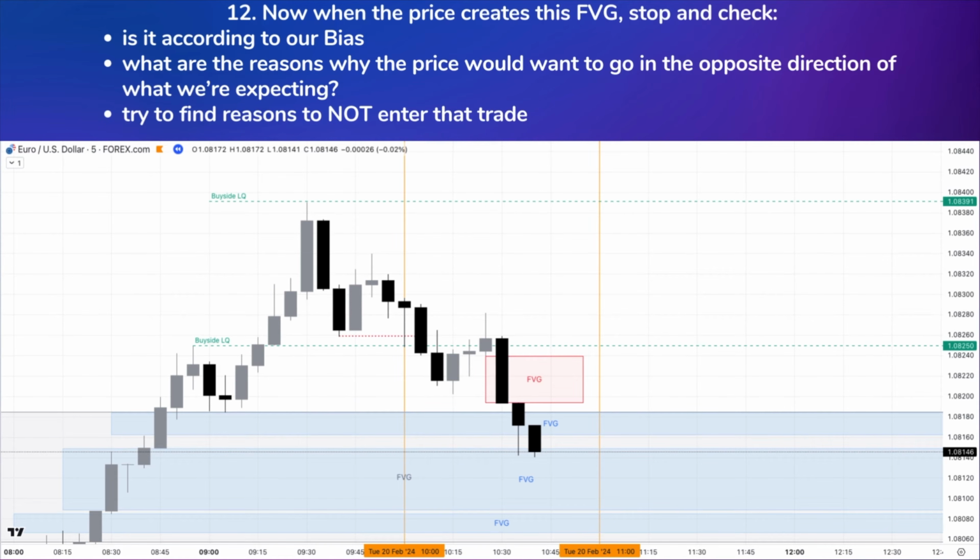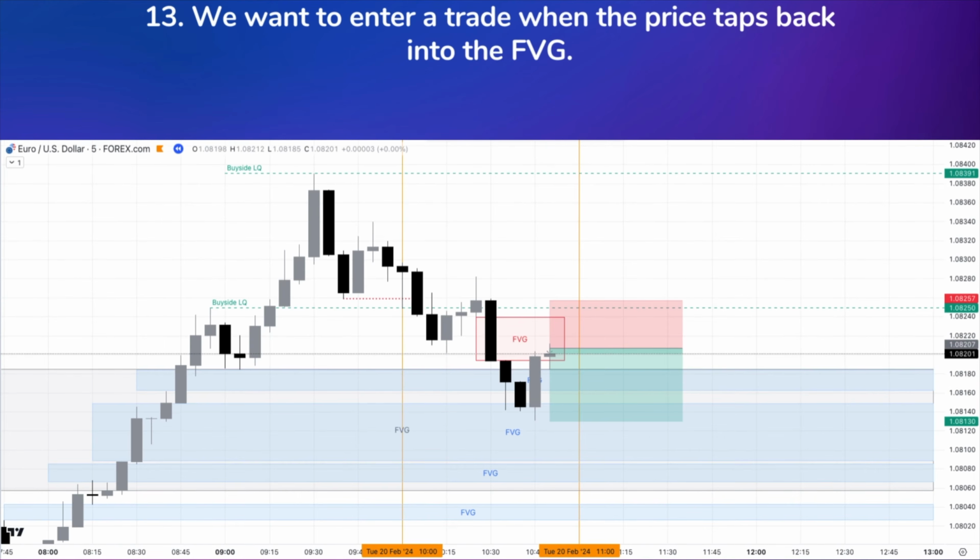Step number 12. When the price creates this fair value gap, we're going to stop and check with ourselves. Is the price going according to our bias? And mainly, what are other reasons why the price would want to actually go into the opposite direction of what we are expecting? So we're expecting the price to go lower, a little bit lower, and to take a previous low, right? And so we want to have here reasons why the price should be doing something different. That doesn't mean that we are not going to be trading. It simply means that we want to be extra sure that when we enter a trade, we are doing the right thing. And now, if we are ready and if we are convinced, step number 13.